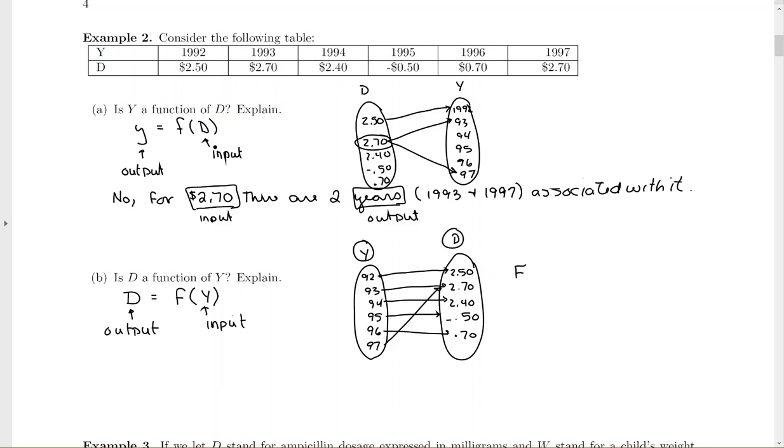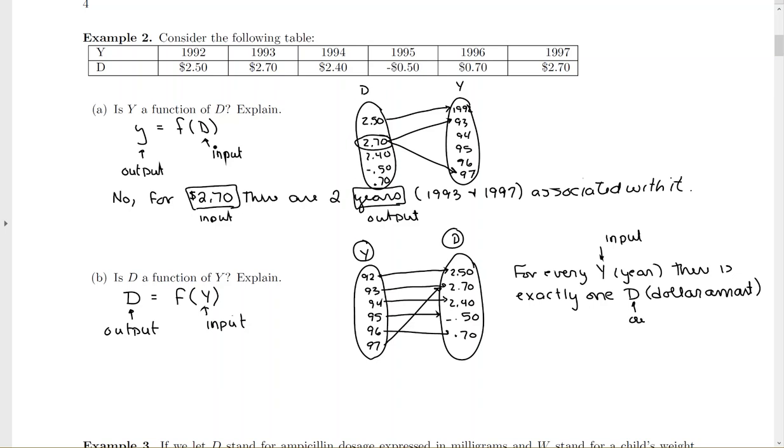So for every year y, there is exactly one dollar amount D, where our y now is the input and the D is the output. So rather than use the generic definition, be specific. Use the variables that are involved in the problem.